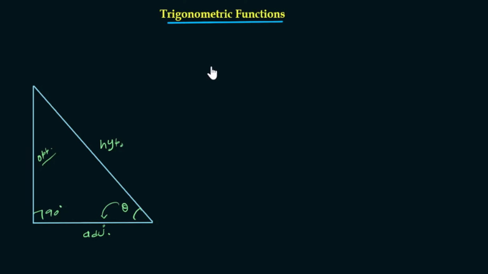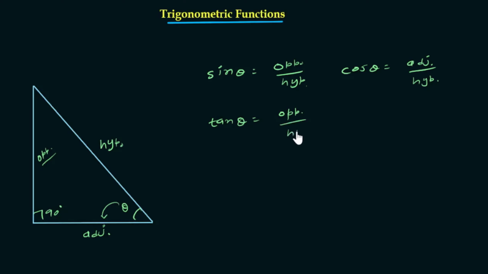The first trigonometric function is sine theta. We can take sine theta equals opposite upon hypotenuse. The second trigonometric function is cos theta. Cos theta is adjacent upon hypotenuse. The third trigonometric function is tan theta. Tan theta we can take equals opposite upon adjacent. So basically this is just the ratio of sin theta to cos theta.